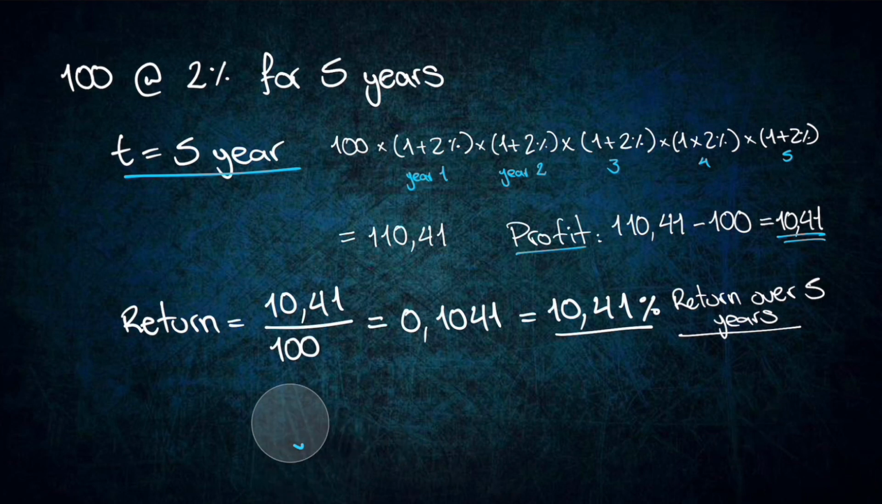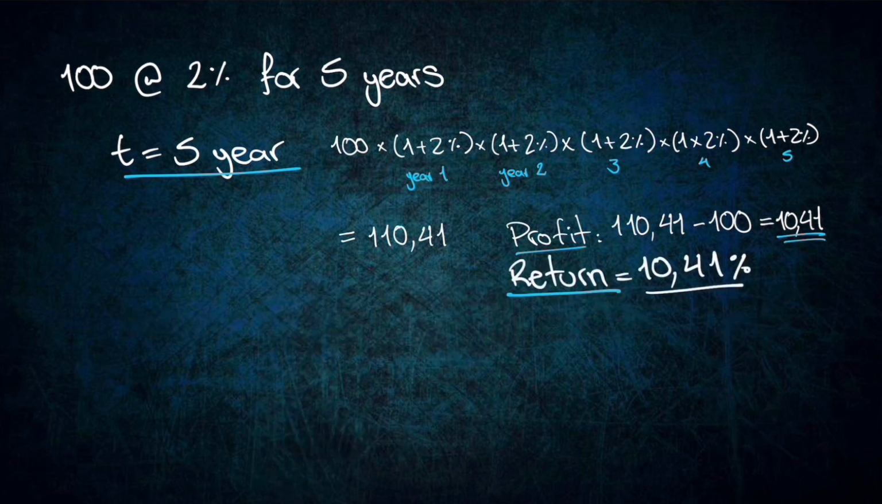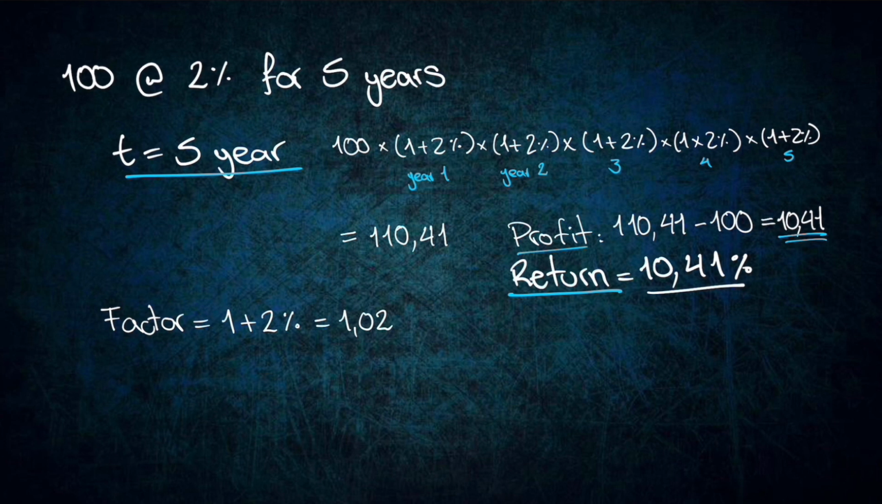Now, pay attention to these factors here that tell us the value of our investment at the end of 1 year by multiplying it by our initial investment. The factor would be 1 plus 2% or 1.02. Usually, all interest rates will be summed by 1 to represent the factor of increment of our initial investment. Returning to our 5-year example, we obtained a return of 10.41% or 0.1041 over the 5-year period.